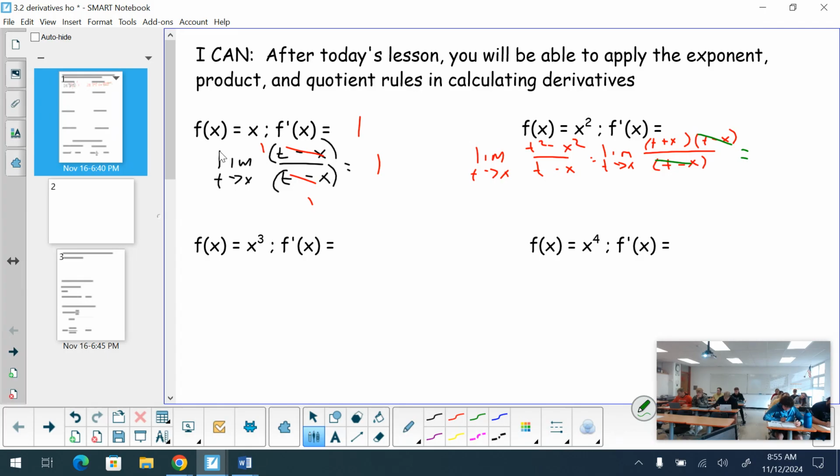Leaving us with what is the derivative, Brady? 2x. We have x plus x, which is 2x. So the derivative of x squared will be the value of 2x.